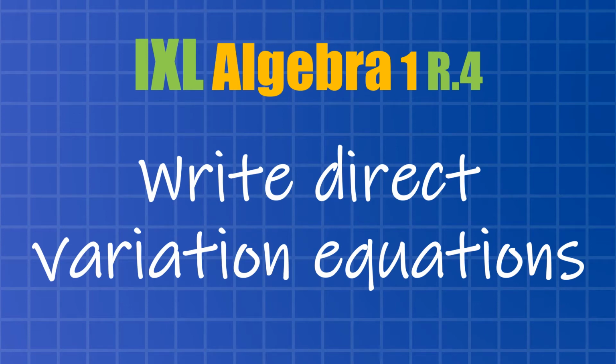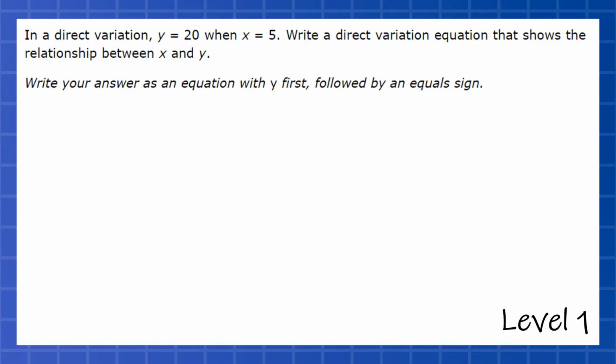In this video, I'm going to show you how to write direct variation equations given various situations. So we're going to jump right into some examples. We have a direct variation. We know that because it says direct variation in the problem, but then it gives us a y and an x. It says right here that y is 20 and x is 5.